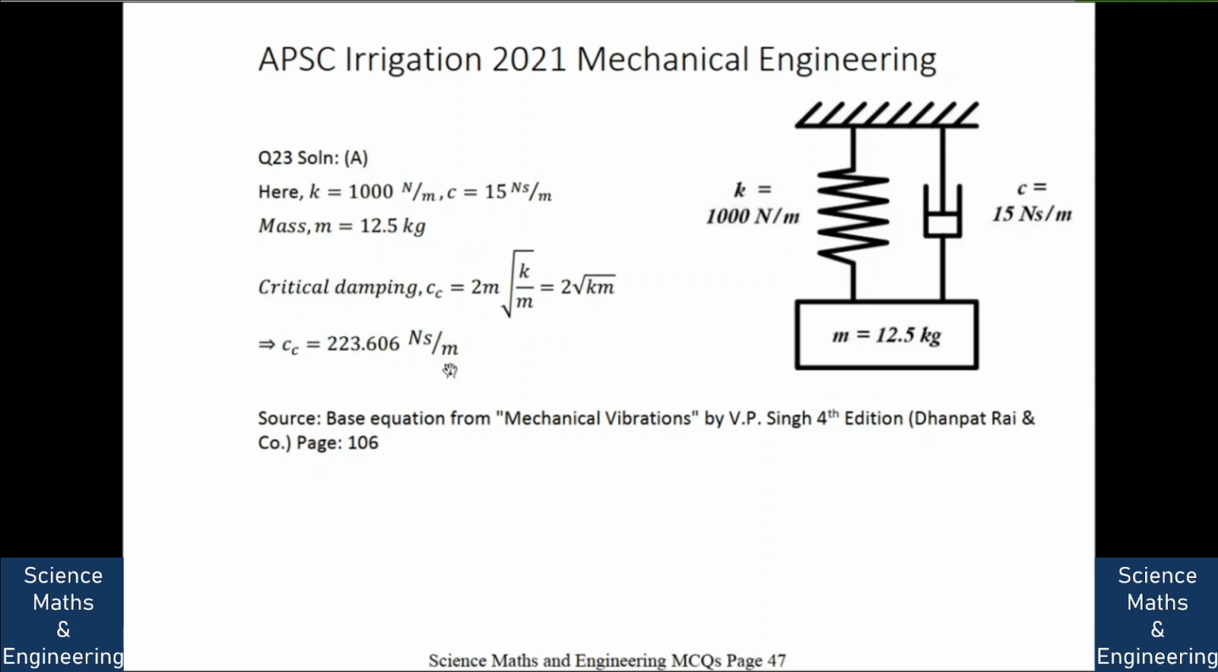223.606 Newton second per meter. So this is the spring, this is the damper, and this is the mass. Here we know K is equal to 1000 Newton per meter, C is equal to 15 Newton second per meter, and mass is 12.5 kg. So the critical damping would be how much? Twice m root over K by m, which is equal to 2 into root over Km. Now if we substitute the values, we get critical damping equal to 223.606 Newton second per meter. Okay, so we will go to the next question.